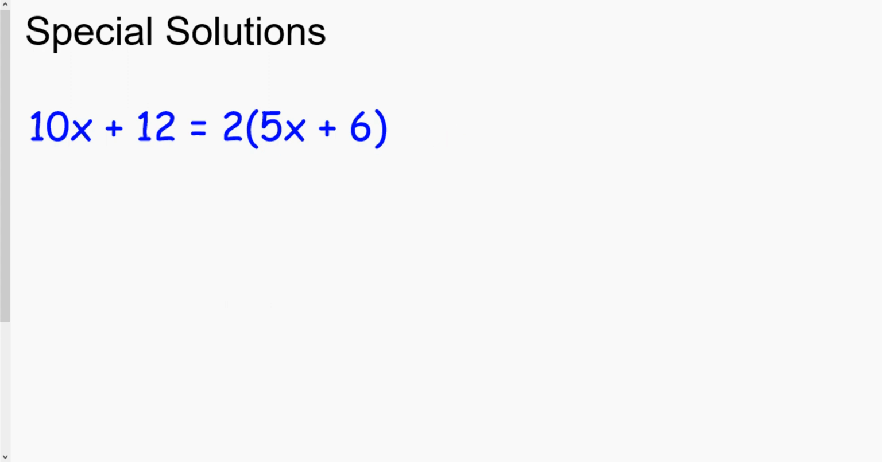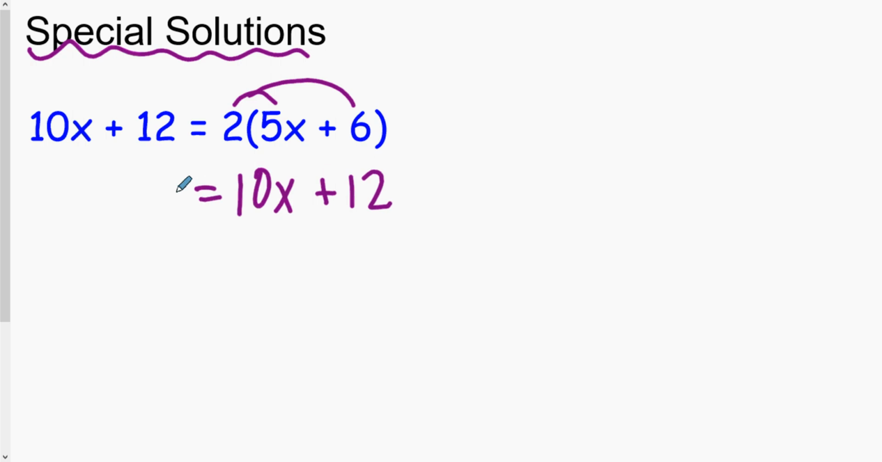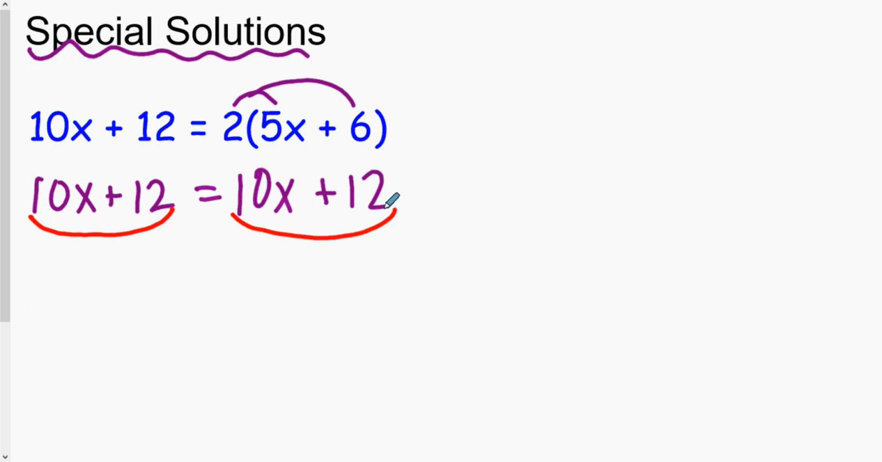Sometimes when you're solving equations, though, you don't come up with an answer. Sometimes you get an answer that's a special solution. So I'm going to show you two by looking at two different examples. So in this problem, first thing I have to do, distribute the 2. 2 times 5 is 10x, plus 2 times 6 is 12. Alright, now, at this point, what you should notice is that this side of the equation, 10x plus 12, is exactly the same as this side, 10x plus 12.